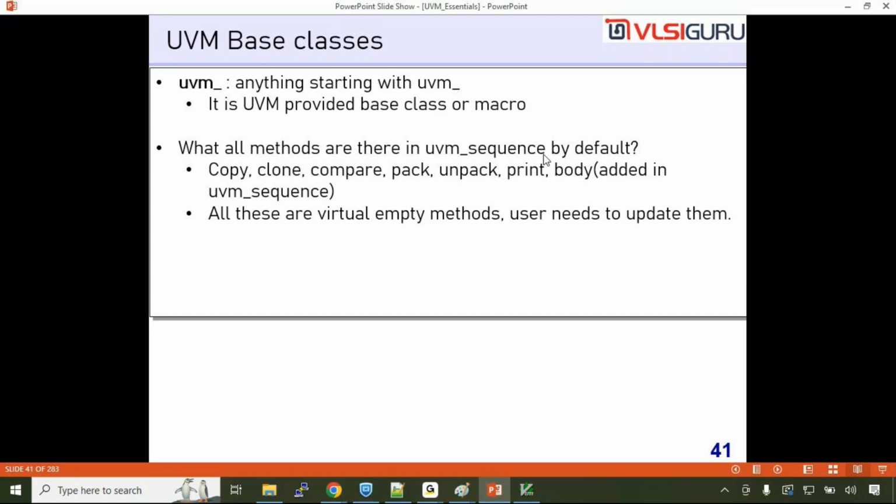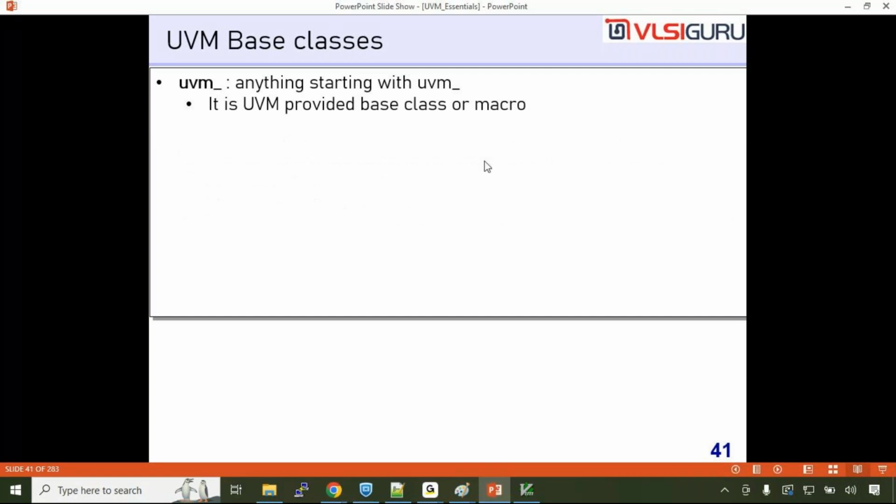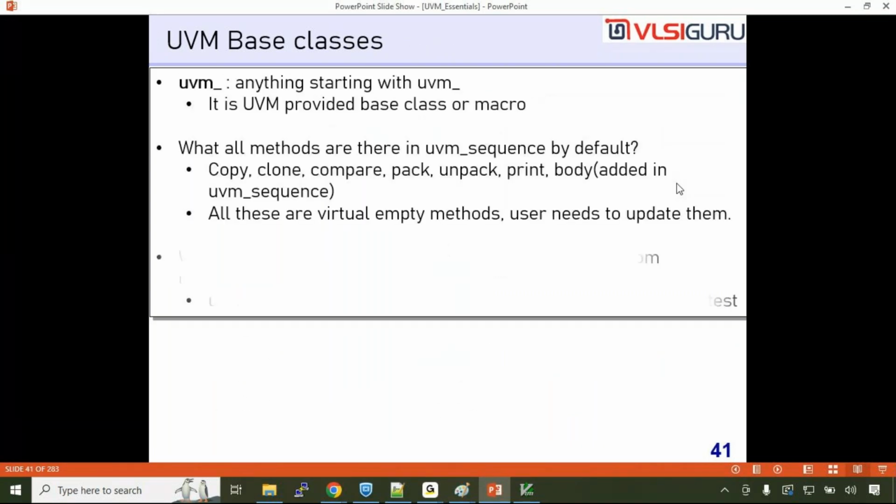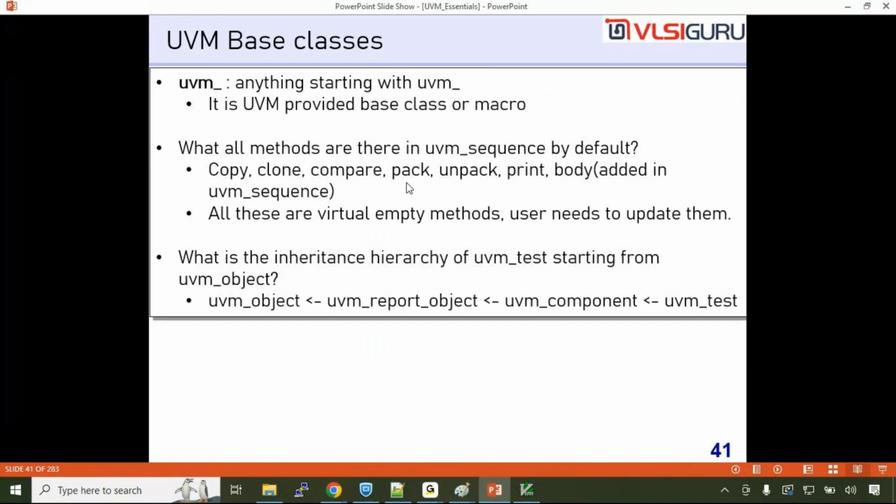What all methods are there in UVM sequence by default? If you go back to this diagram, it is extended from sequence item, which is extended from transaction. This is extended from object. So all these methods and the body method are part of the UVM sequence base class. So copy, clone, compare, pack, unpack, print, body. These are all part of the UVM sequence. All these are virtual empty methods the user needs to update.